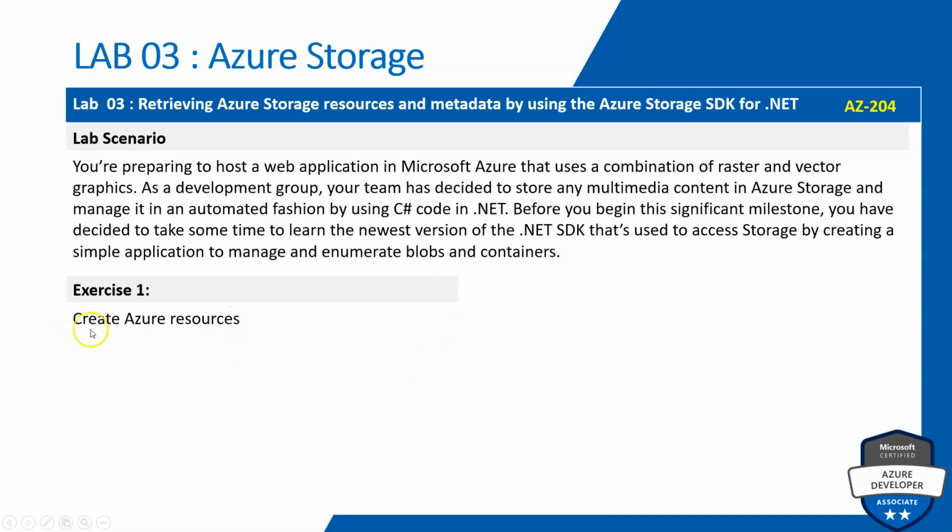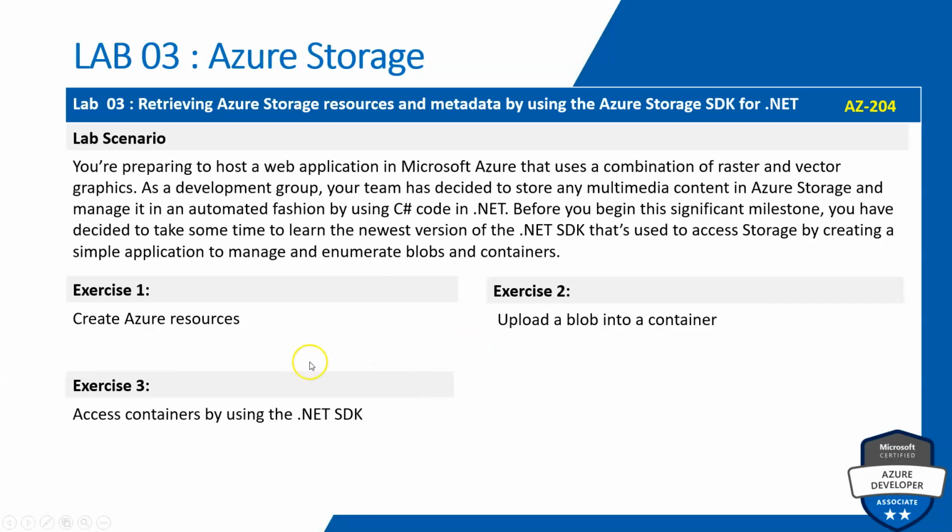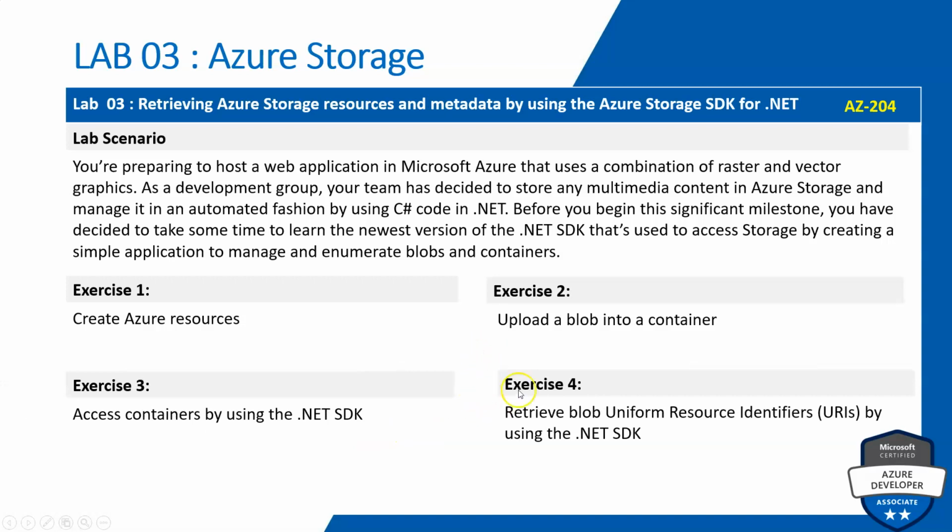Under exercise 1, we'll go and create Azure resources. In exercise 2, we'll upload a blob into a container. In exercise 3, we'll access containers by using the .NET SDK, and in exercise 4, we'll retrieve blob uniform resource identifiers, basically URIs, by using the .NET SDK. And in the last exercise, we'll clean up the resources.